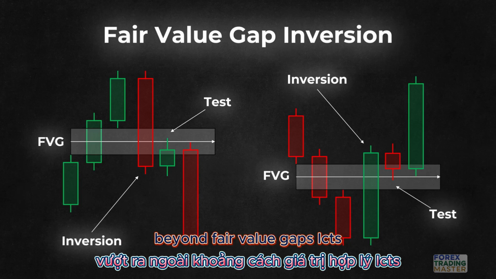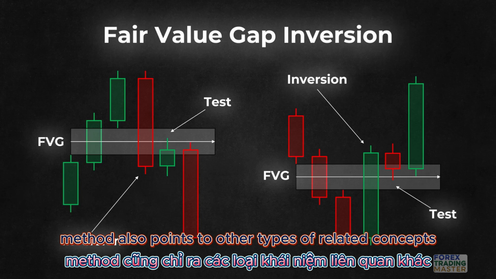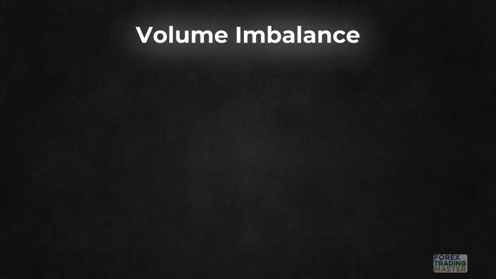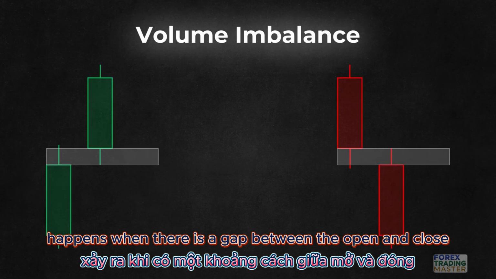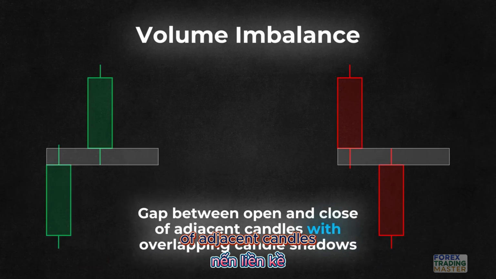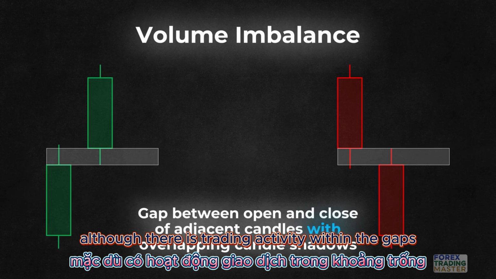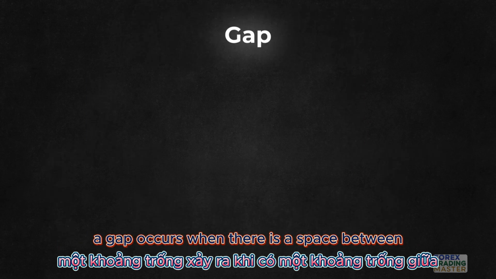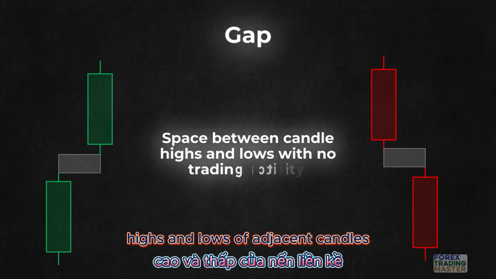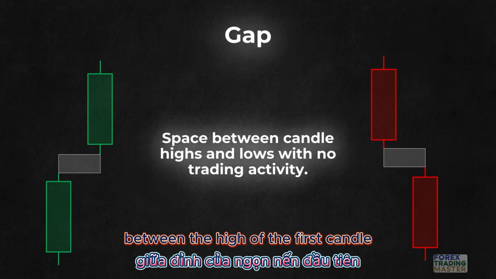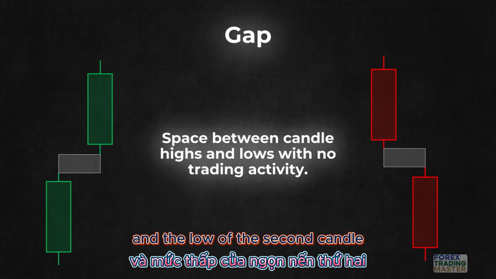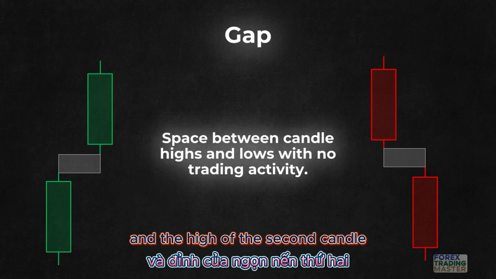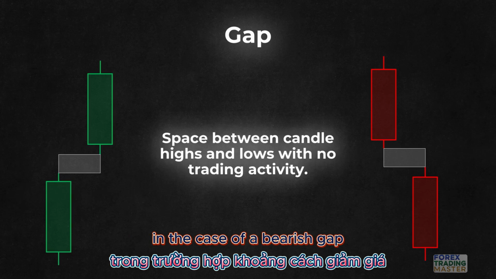Beyond fair value gaps, the ICT method also points to other types of related concepts, namely volume imbalances and gaps. A volume imbalance happens when there is a gap between the open and close of adjacent candles, although there is trading activity within the gap since candle shadows overlap. A gap occurs when there is a space between highs and lows of adjacent candles, meaning there is no trading activity between the high of the first candle and the low of the second candle in the case of a bullish gap, or the low of the first candle and the high of the second candle in the case of a bearish gap.